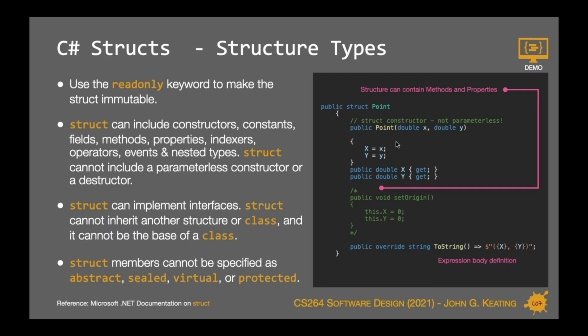Parameterless constructors aren't allowed. Structs can implement interfaces. They can't inherit another structure or class, and cannot be the base of a class. And struct members cannot be specified as abstract, sealed, virtual, or protected. They just exist as they are.